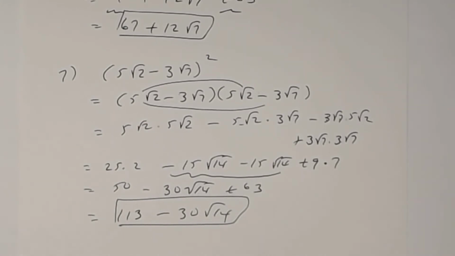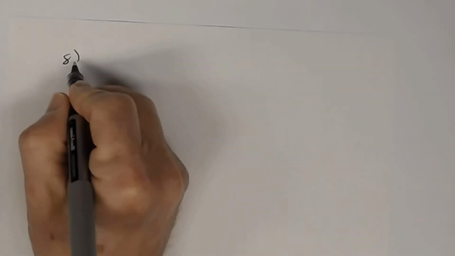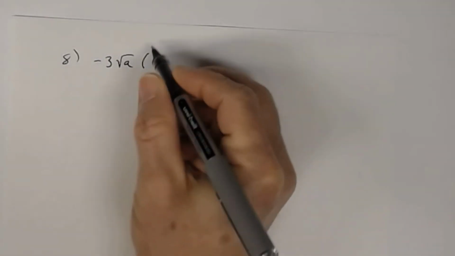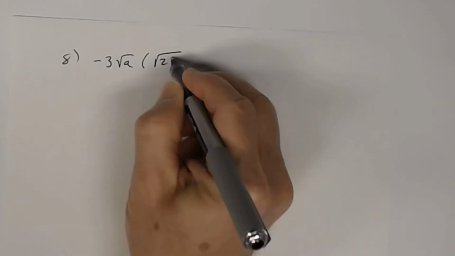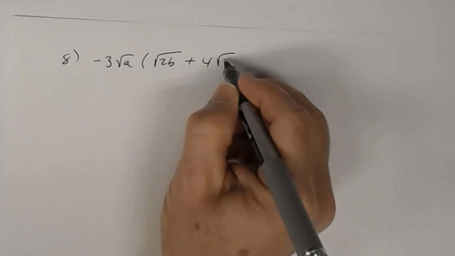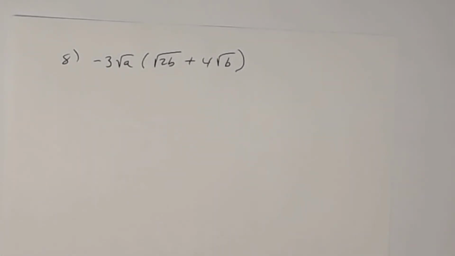Now what I want to do is look at a couple with variables in them. So let's look at number 8. Number 8, let's suppose we had negative 3 square root of a times the square root of 2b plus 4 square root of b. Okay, so let's suppose we had that.